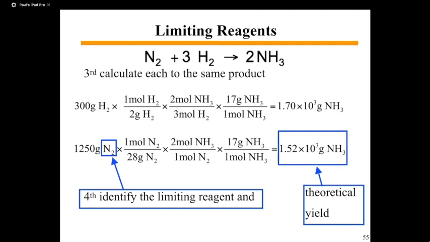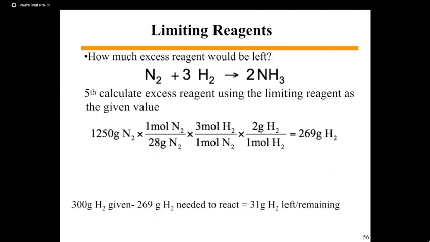Now, the last question says, all right, we know we're going to use some hydrogen, but how much is left over? Well, what we have to do is make a relationship. How much hydrogen is needed to react exactly with that nitrogen? So I can do that. I can set up the 1,250 grams of nitrogen, okay, and relate nitrogen to hydrogen, and then calculate that to react 1,250 grams of nitrogen, you must use 269 grams of hydrogen. Okay? And it will be completely done.